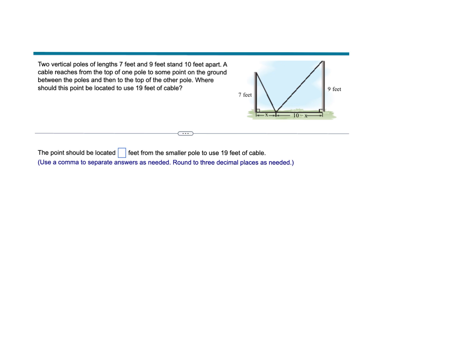A cable reaches from the top of one pole to some point on the ground between the poles, and then to the top of the other pole. Where should this point be located to use 19 feet of cable? So the way that this is labeled here, it's asking where it should be located.